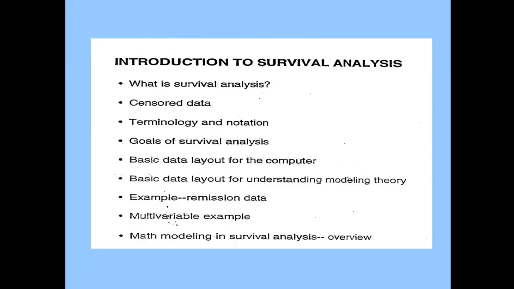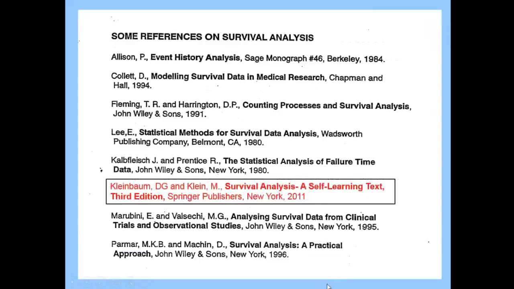Okay, so let's talk about what is a survival analysis. We'll talk about some of the features and go into that. And this is really the first chapter in the book. So what is survival analysis? What do we mean by censored data? What are some of the terms, the notation that we're going to use? What are the goals of survival analysis? Now, what does the data layout look like? And some examples, and a little example about mathematical modeling. So that's what we're going to do today, okay?